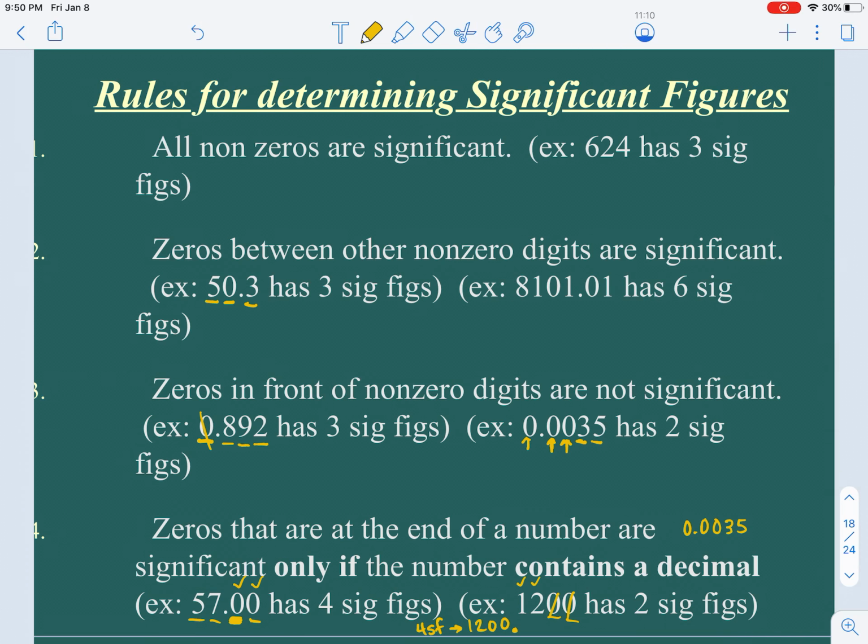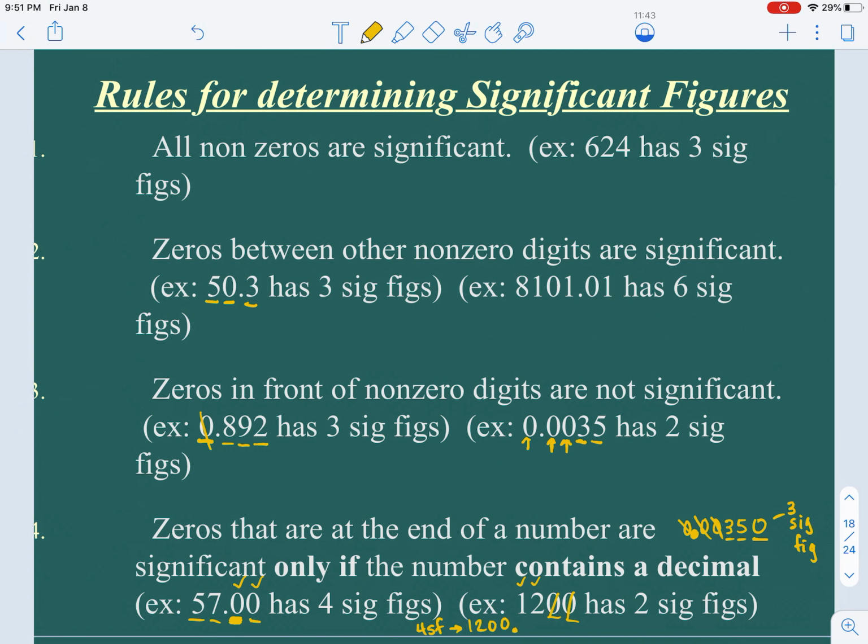If we have something like this, these are not considered significant. This is considered significant. Why? Because we had a decimal point up here. So ending zeros, if there is a decimal anywhere present in the number, will be considered significant. So now we have 3 sig figs in this example. Okay, so that's how significant figures work.